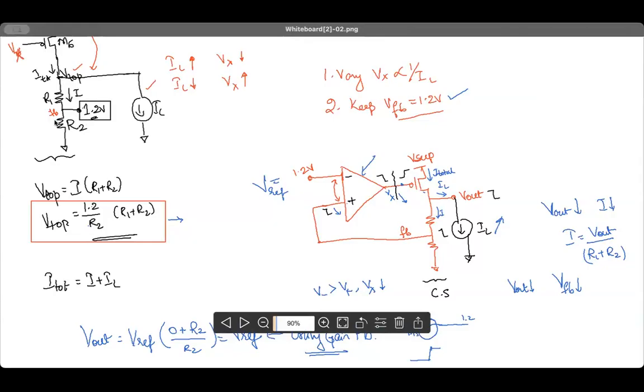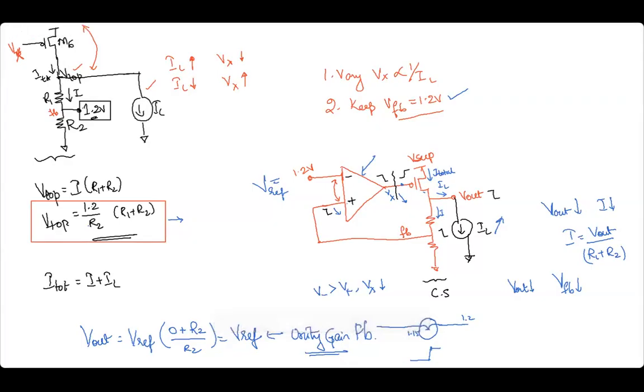But it doesn't mean that only the current I will be flowing through M6. The current across M6 will be the current I plus the load current. So the current through M6 can vary. It varies with respect to IL.